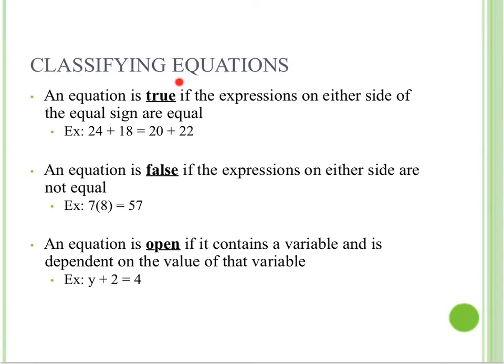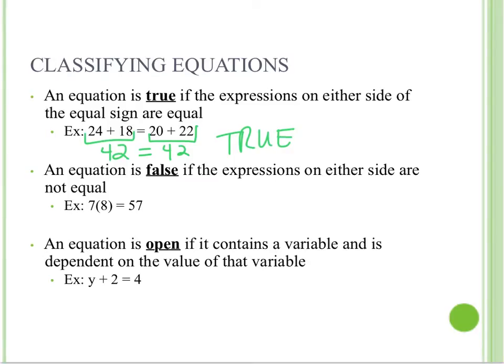The first is true. An equation is true if the expressions on either side of the equal sign are equal. If you look at this first case, you see that 24 plus 18 is 42. Likewise, 20 plus 22 is 42. So they're equal. So this is true.